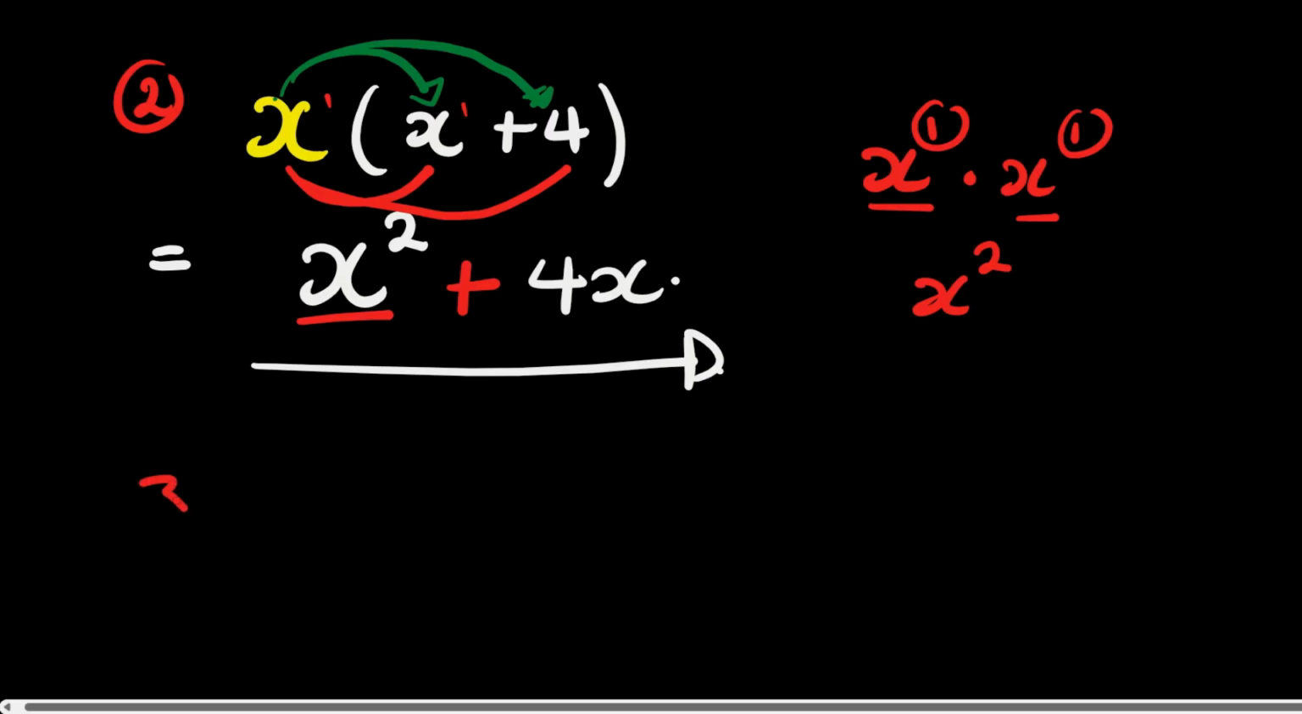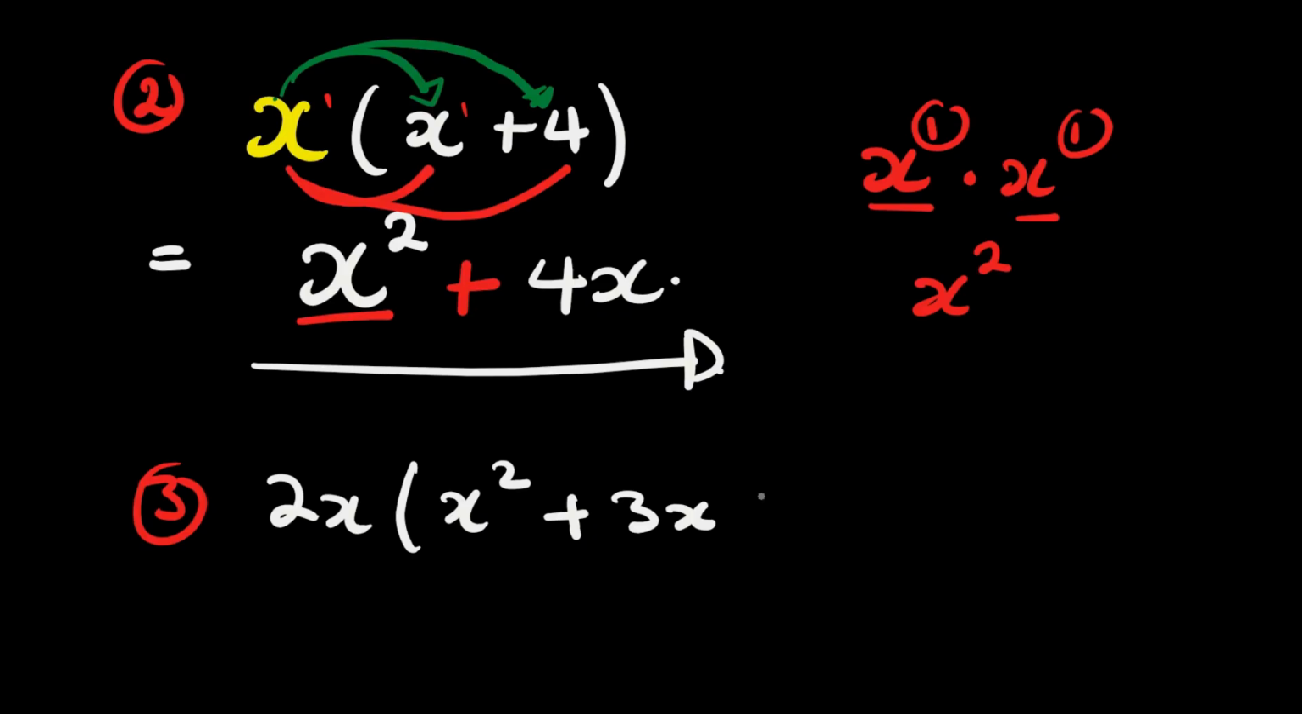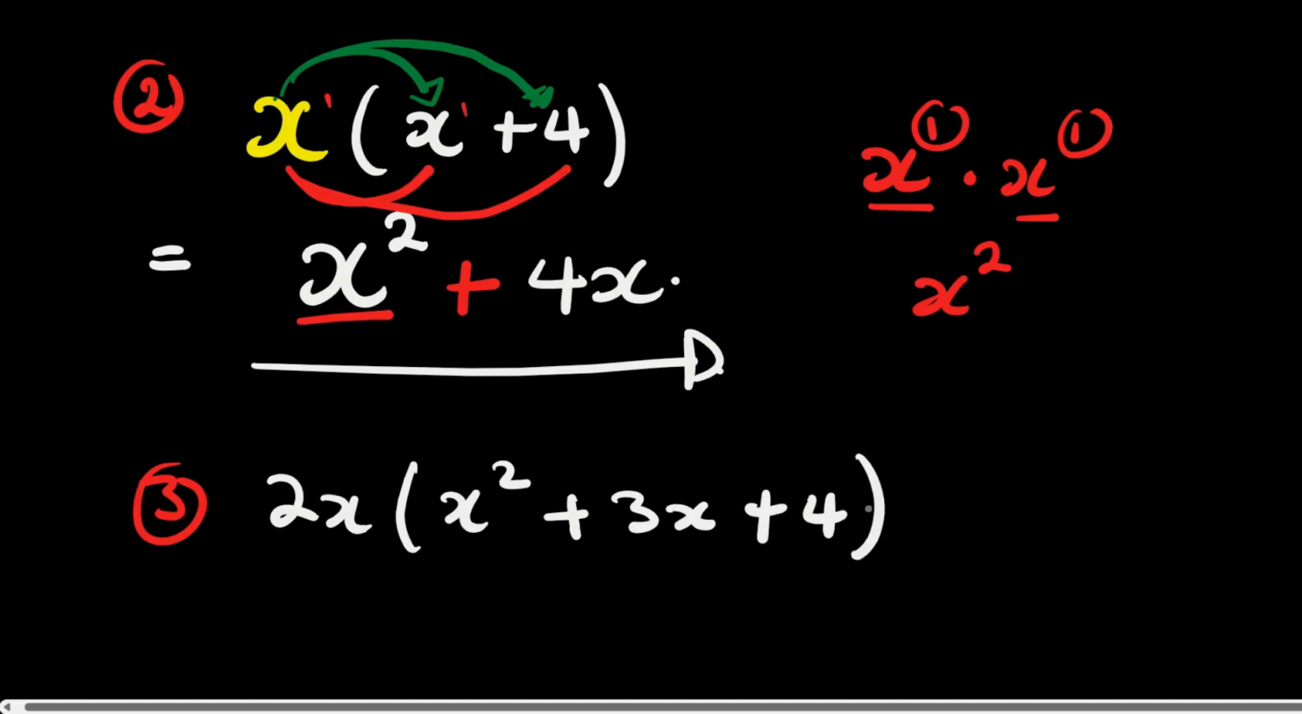So let's take a question now. It's like this. 2x times x squared plus 3x plus 4. How do you solve such a question? You can pause and try it.